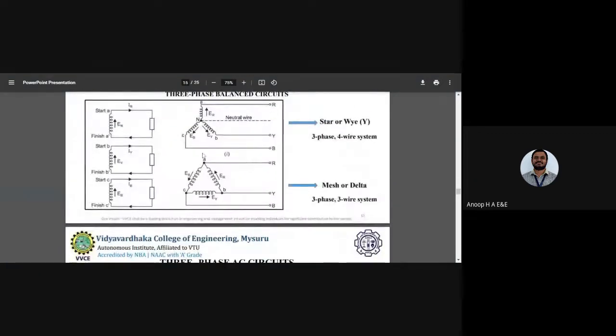Okay, so this is how I can represent the star or the Y connection. As Ranjana told, it is star or Y. We call it a three-phase 4-wire system, and we call the mesh or delta a three-phase 3-wire system. See the connections here: we are using 6 wires here, and here we are going to use only 4 wires if I am using a neutral also. So this is the connection for a star, also the Y connection.